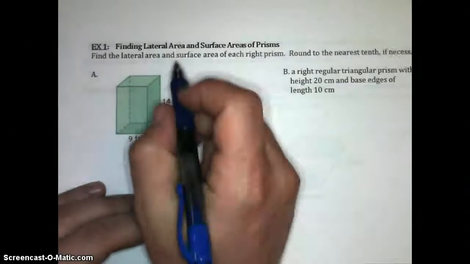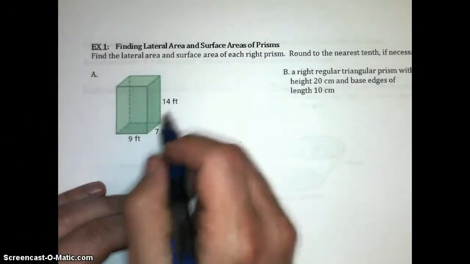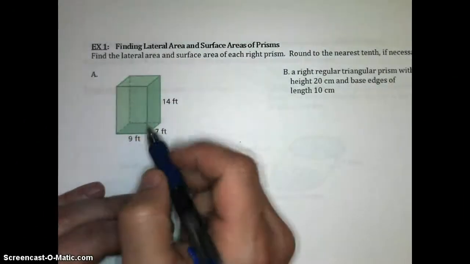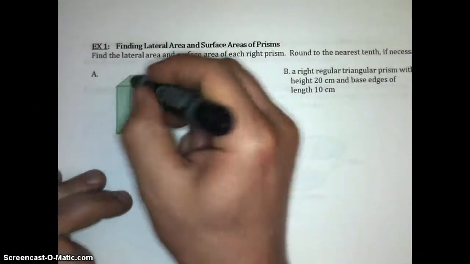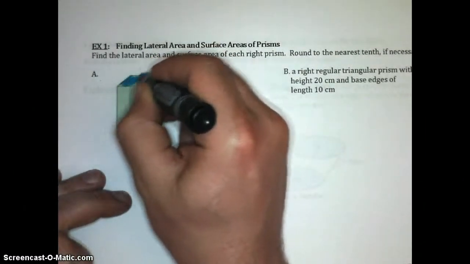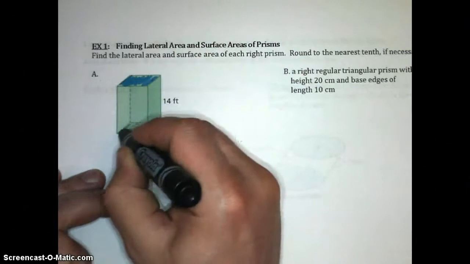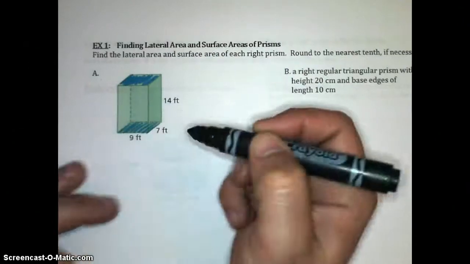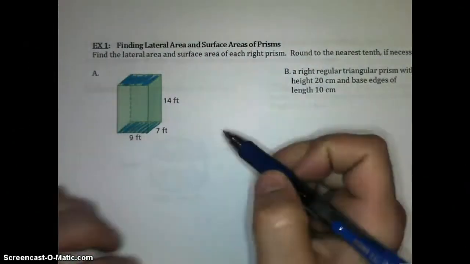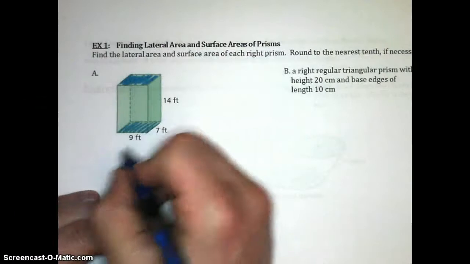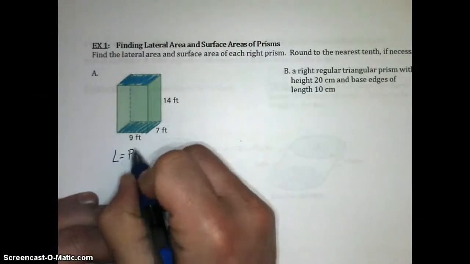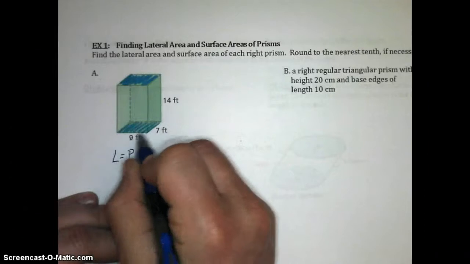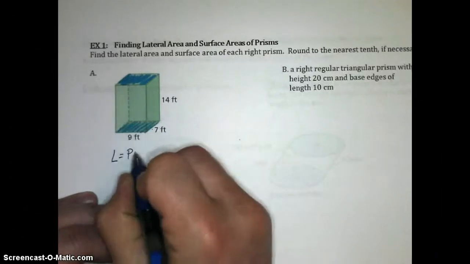So in example 1, let's find the lateral area and surface area of prisms. Well, we have a rectangular prism. We're going to go ahead and call the base this rectangle on top and that rectangle on bottom. So the lateral area is what we should find first. And remember, that's the perimeter of your base, 9, 7, 9, and 7 are those sides, times the height.